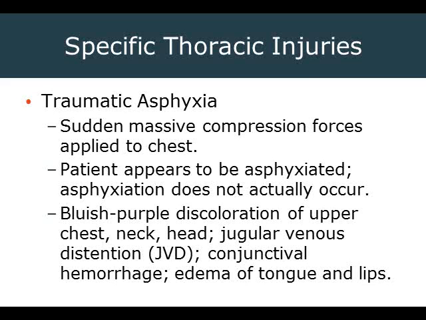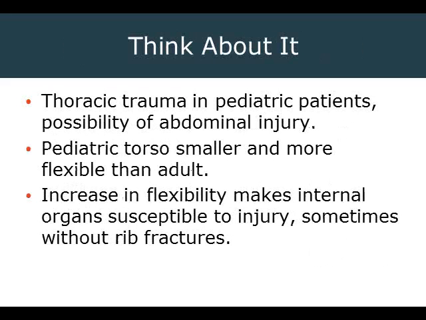And they'll have that bluish-purple discoloration in the upper chest, the neck, the head, and then we usually will also have JVD, conjunctival hemorrhage, or basically the whites of their eyes turn red from the blood vessels bursting. Edema of their tongue and lips, look like a patient with anaphylaxis. So thoracic trauma in pediatric patients also should consider the possibility of an abdominal trauma because things are so close. And the increased flexibility of the rib cage makes the internal organs more susceptible to injury and may not have as many outward signs.